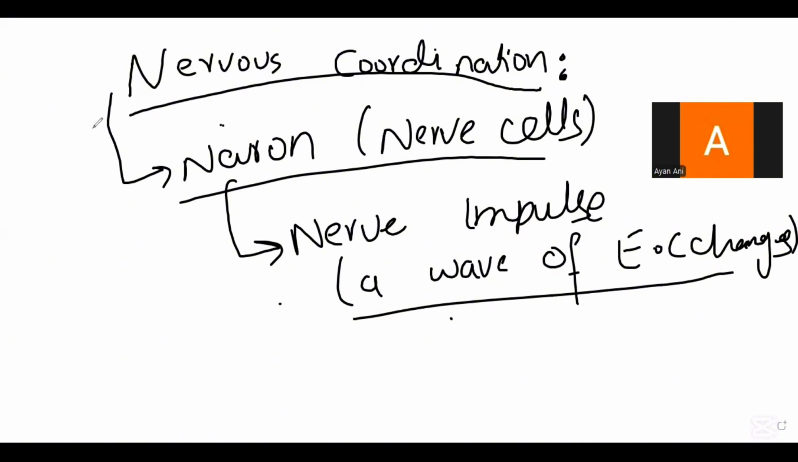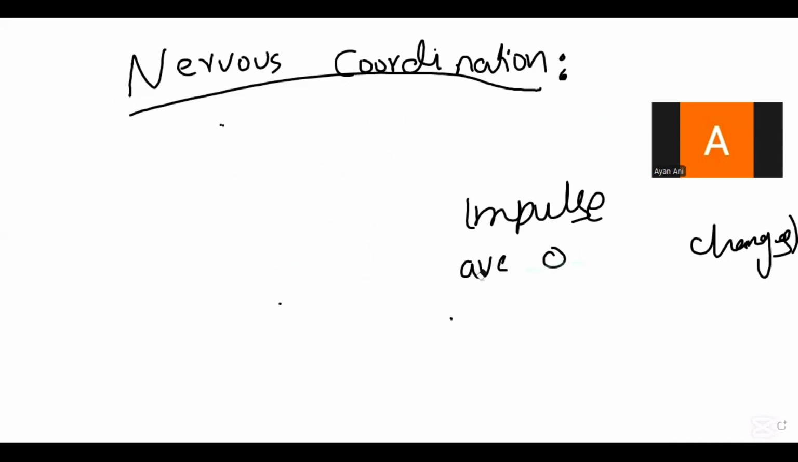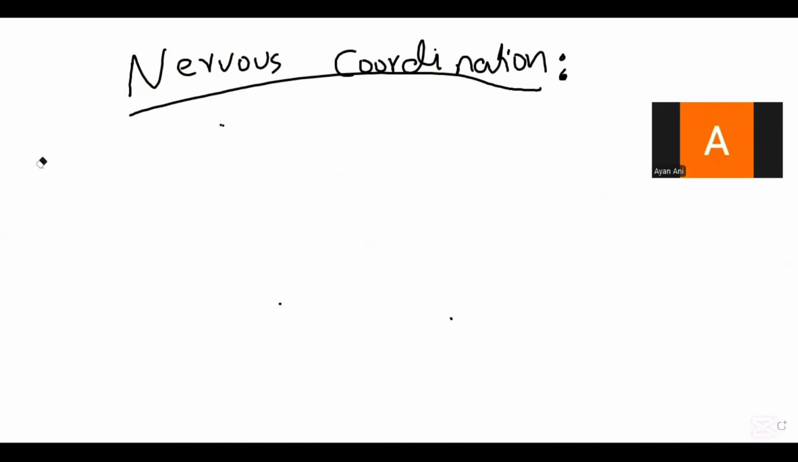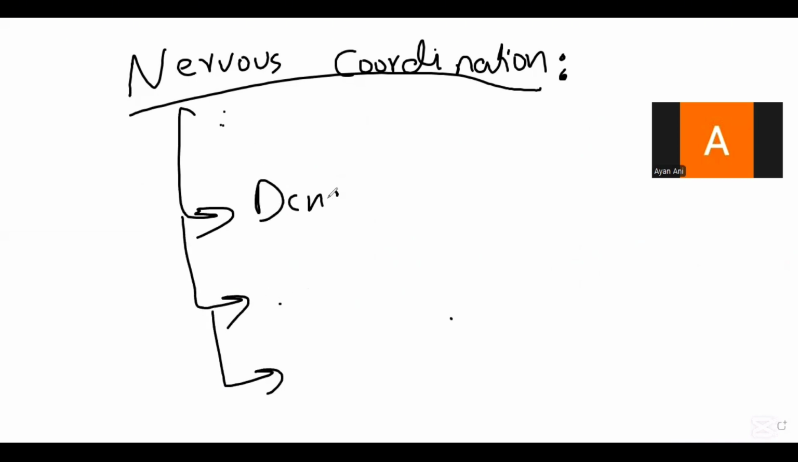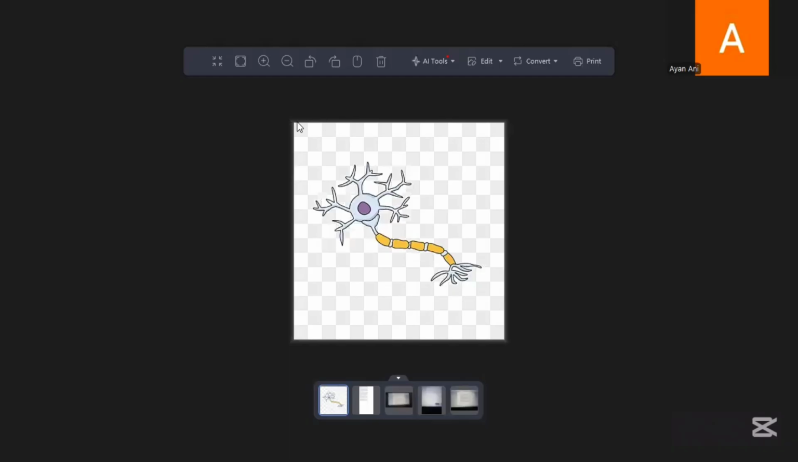But before further diving into the types of neuron, we should discuss the structure of a neuron. A neuron comprises three major parts: the dendrites, the cell body, and the axon. Okay, so we're going to discuss the basic structure of a neuron. As I described, a neuron comprises three main parts: the dendrites, cell body, and the axon fiber.